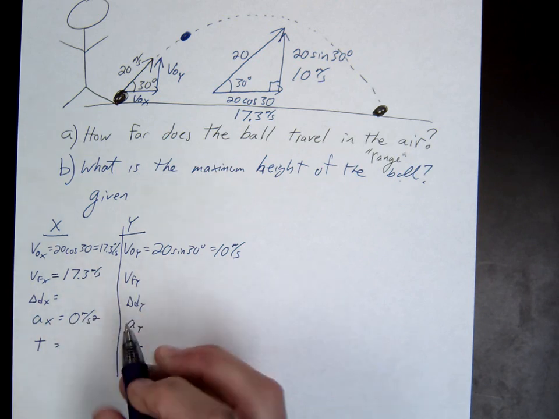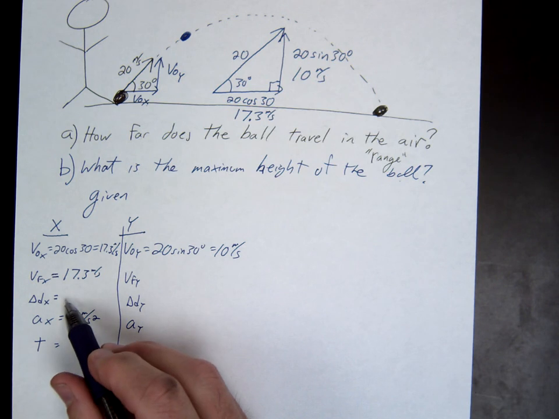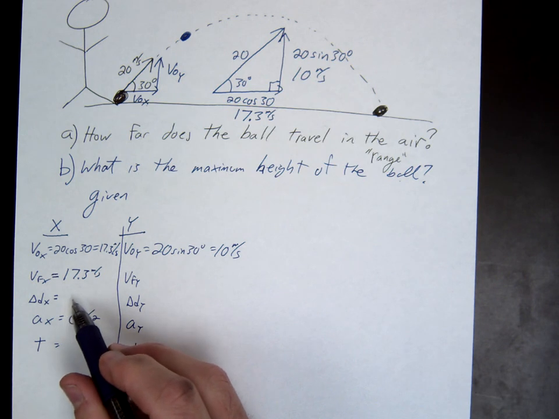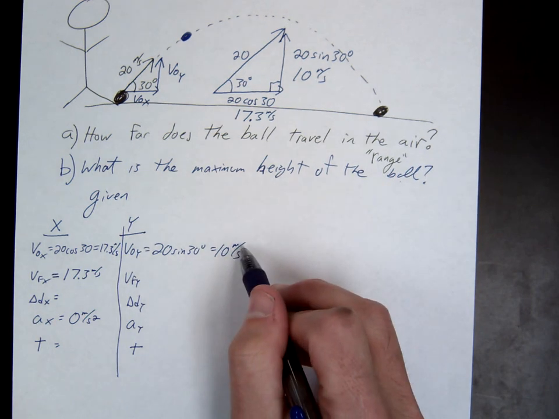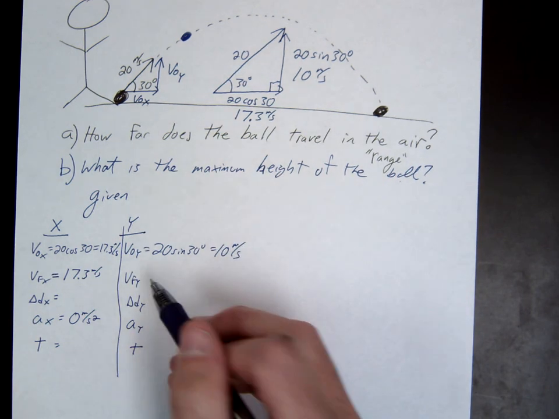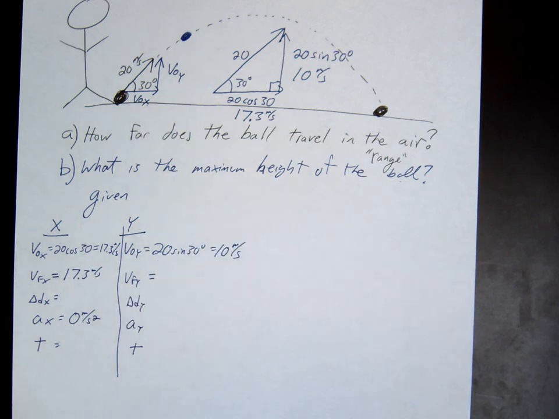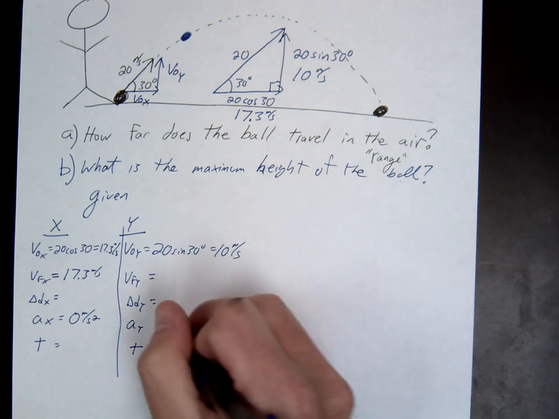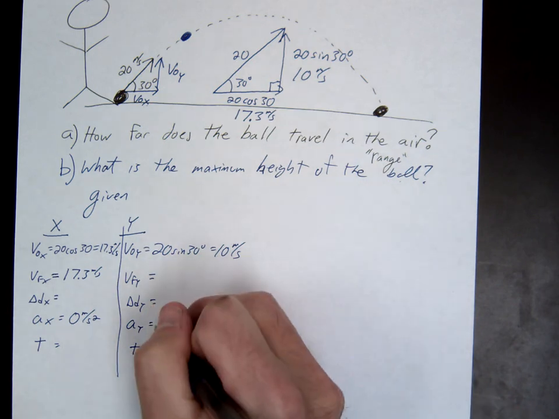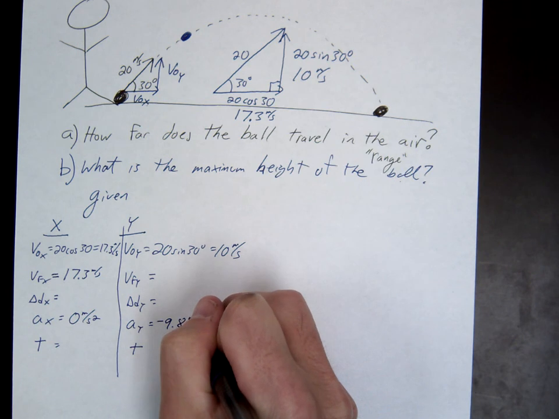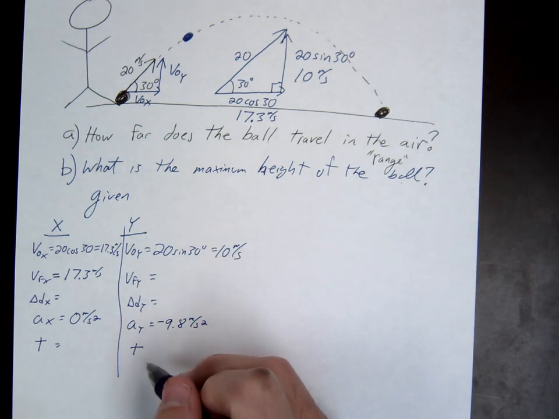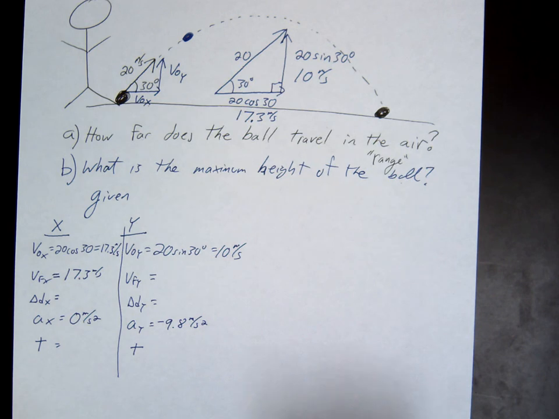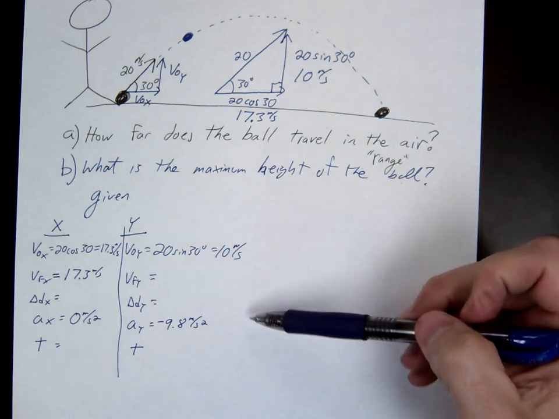Do we know the time? Do we know dx? That's what we're looking for, right? Okay, in the y direction, is this 10? I mean, yes, it is 10. Do we know v final y? Do we know delta dy? Do we know ay? Okay, do we know time? Okay, we actually know a couple of these things.